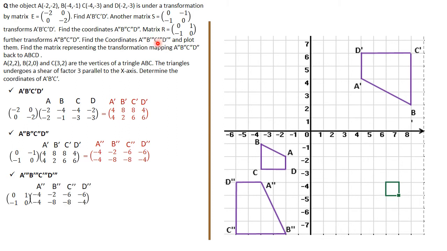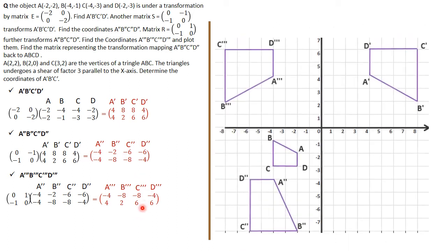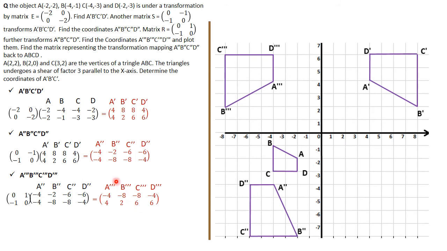So we pre-multiply again. This time around, we're pre-multiplying the second image, A double prime, B double prime, C double prime, D double prime, to get the third image, which is this one here. Ensure that you operate properly. And we plot that again, and it will be this one here. So that is successive transformation: the first image, second image, third image, and this was the object originally. Let's go to the next part.